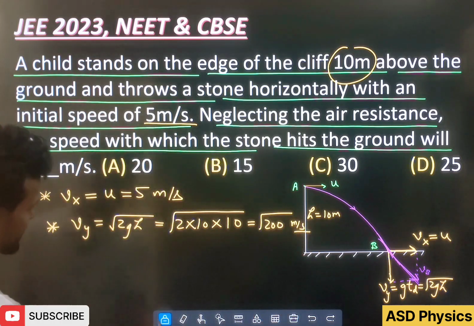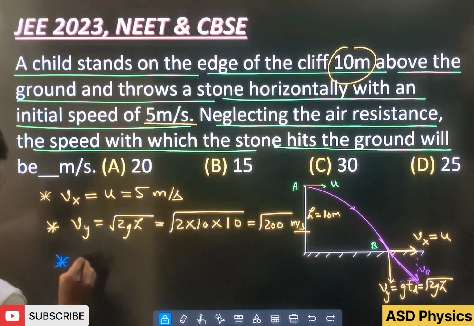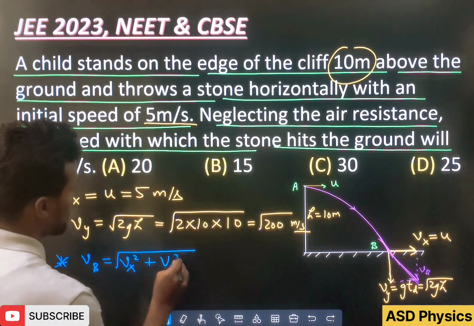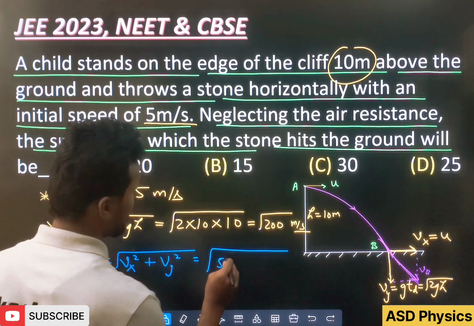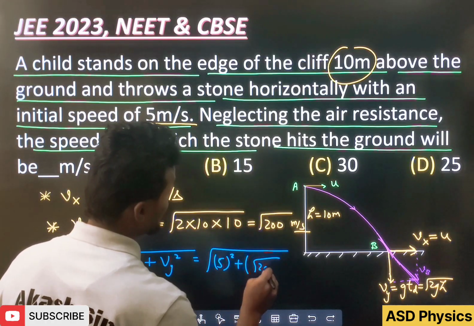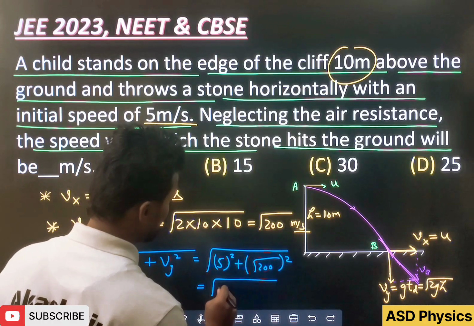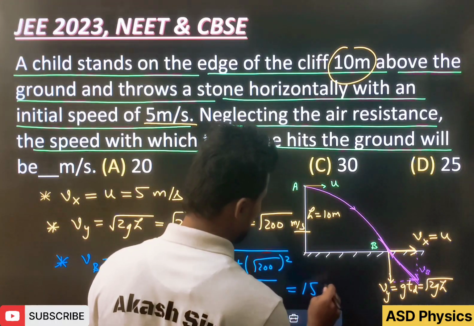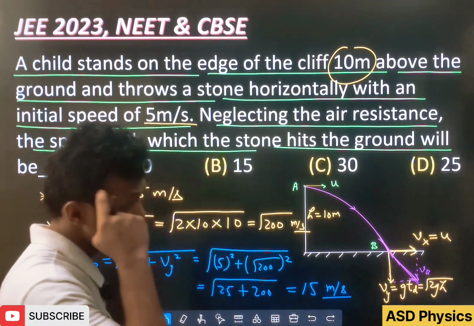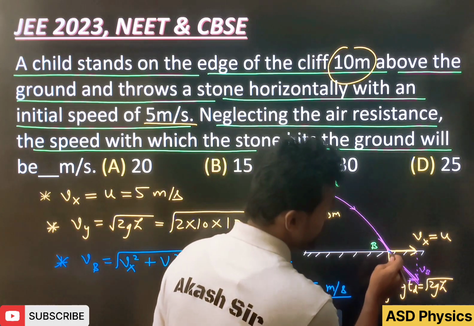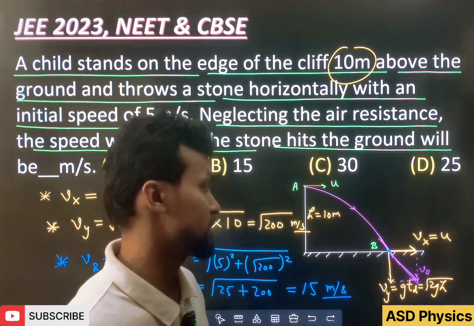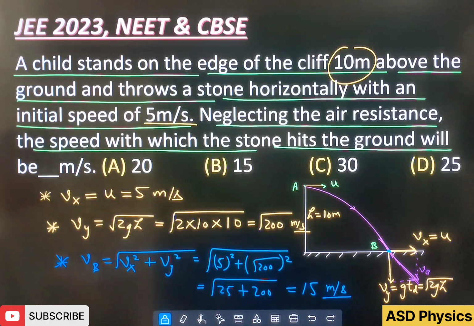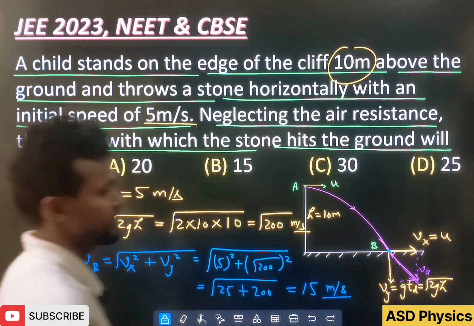Then again, we'll use this parallelogram method, and you know very well, for the velocity at the ground we just use Vx square plus Vy square. So 5 square plus root 200 square. This is 25, this is 200, so root of 225, or we can write 15 meter per second. The resultant velocity at point B will be 15 meter per second, with horizontal component 5 and vertical component root 200 meter per second. Very basic question, JEE 2023.